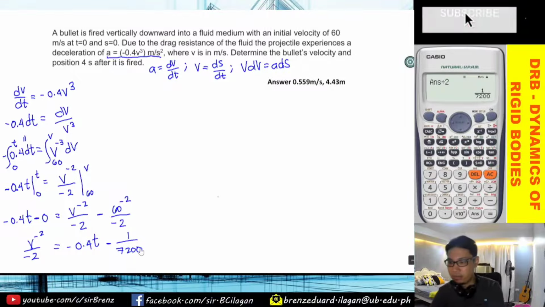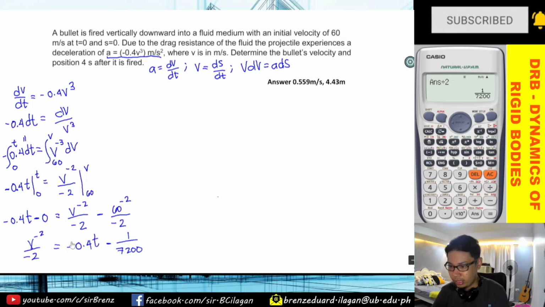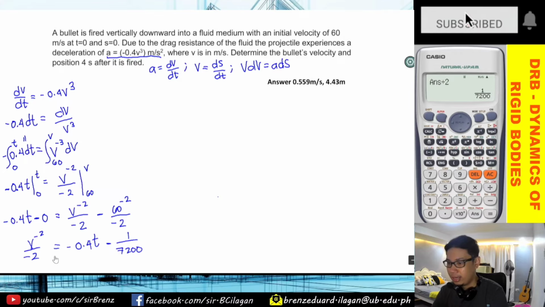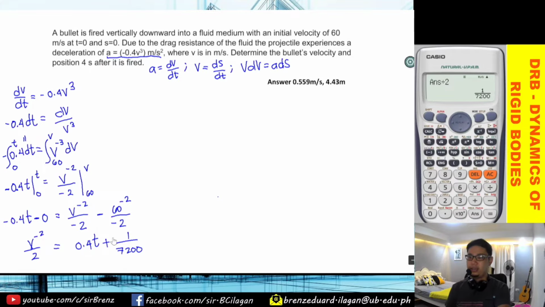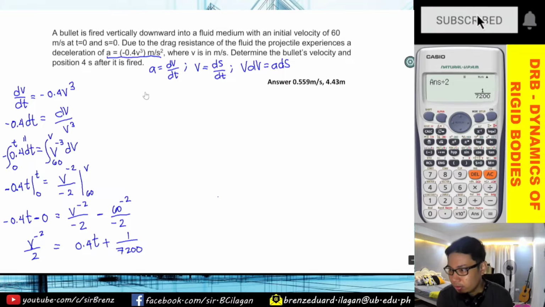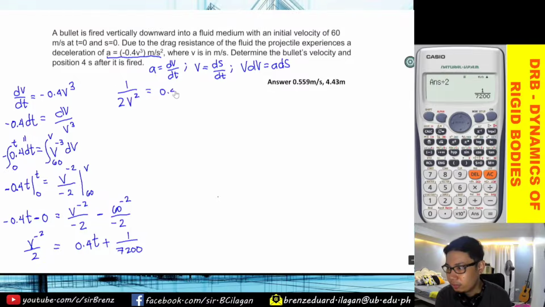Paano pa ba natin siya mapapasimplify? Since may negative yung both sides, ang pwede natin gawin ay gawin natin siyang positive. So, times mo lang both sides ng negative 1 para maging positive. When we multiply both sides by negative 1, magiging positive na yan. Ano ba sunod natin gagawin? Ito ang medyo madugo pala. 1 over 2, binaba ko lang, para maging v squared equals 0.4 t plus 1 over 7,200.